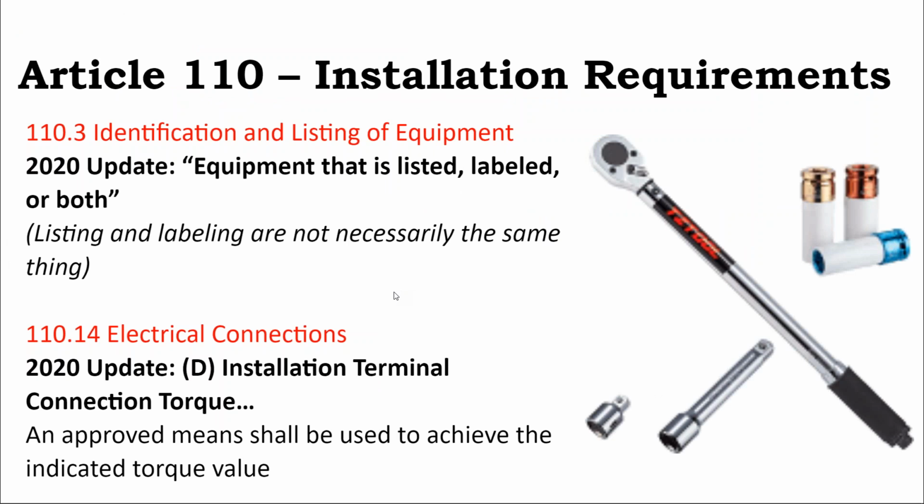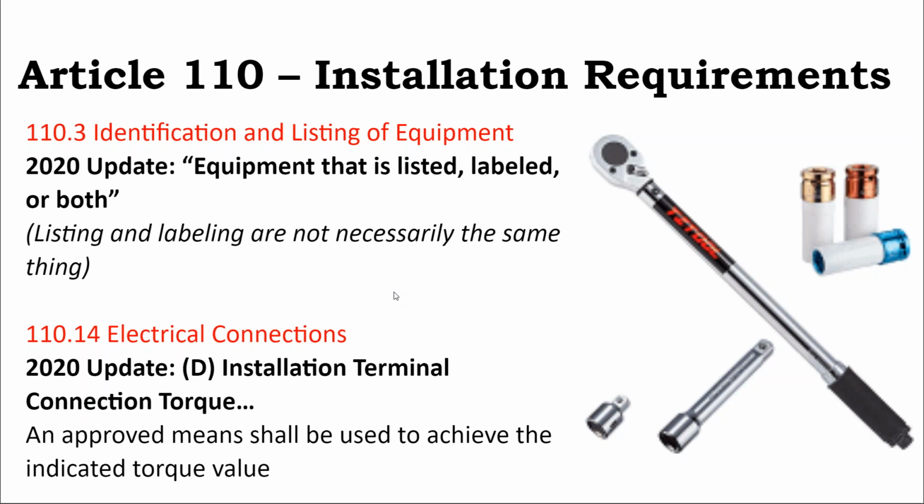All right, so installation requirements. Equipment that is listed, labeled, or both. The important thing is listing and labeling are not exactly the same thing. Labeling, the requirement might just be to field label it, to say, hey, add this information to whatever you installed. Whereas listing would say, hey, whatever you installed has to be specifically called out to be for this purpose. So a slight difference in nuance between the two.